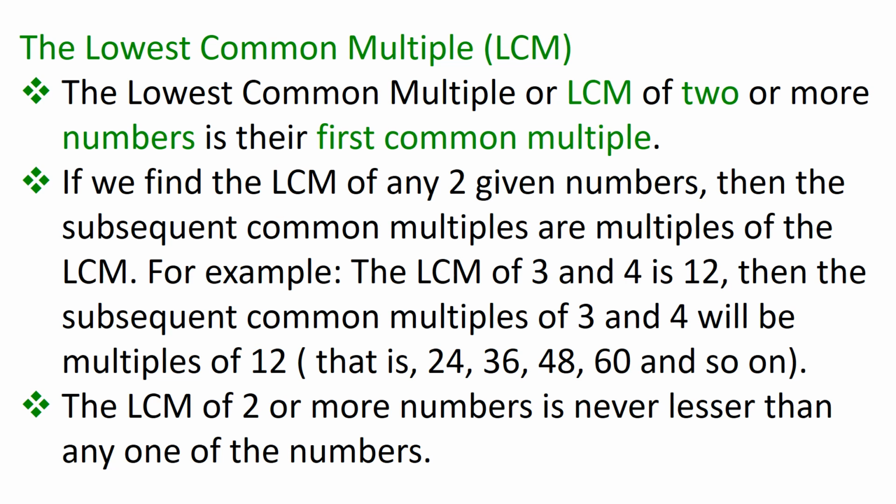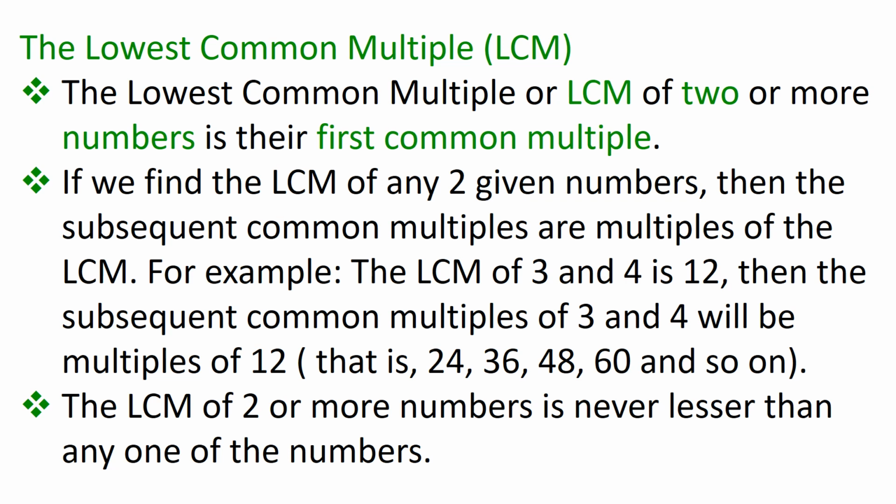The lowest common multiple or LCM of two or more numbers is their first common multiple. If we find the LCM of any two given numbers, then the subsequent common multiples are the multiples of the LCM. Let us see an example here. The LCM of 3 and 4 is 12. Then the subsequent common multiples of 3 and 4 will be multiples of 12. That is 24, 36, 48, 60 and so on.